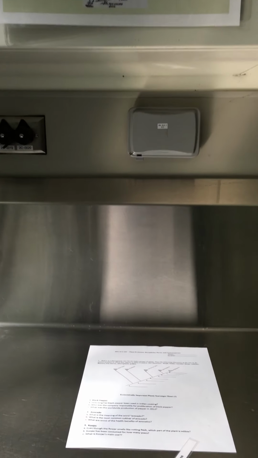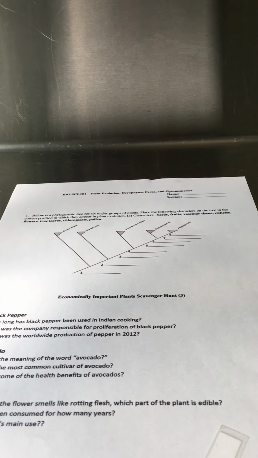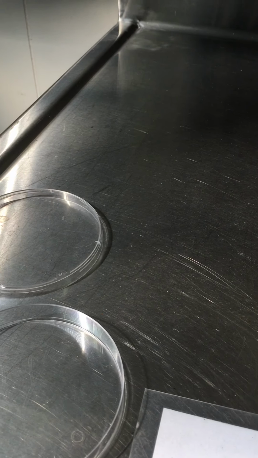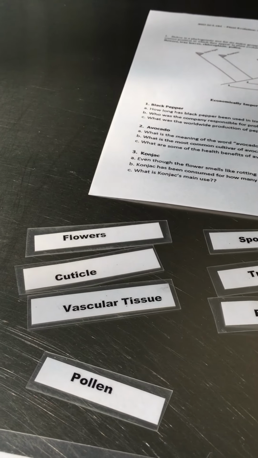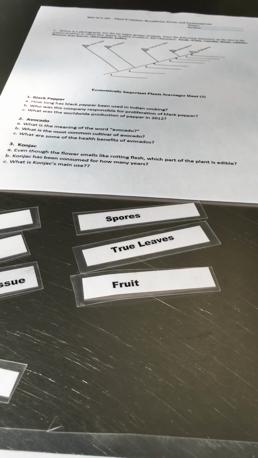So in your homework, you've got a tree that looks like this and you're going to be putting in different characteristics based on when they evolved. So here are the different characteristics that you've got. I'm not going to put them in order, but you've got flowers, cuticle, vascular tissue, pollen, spores, true leaves, and fruit.